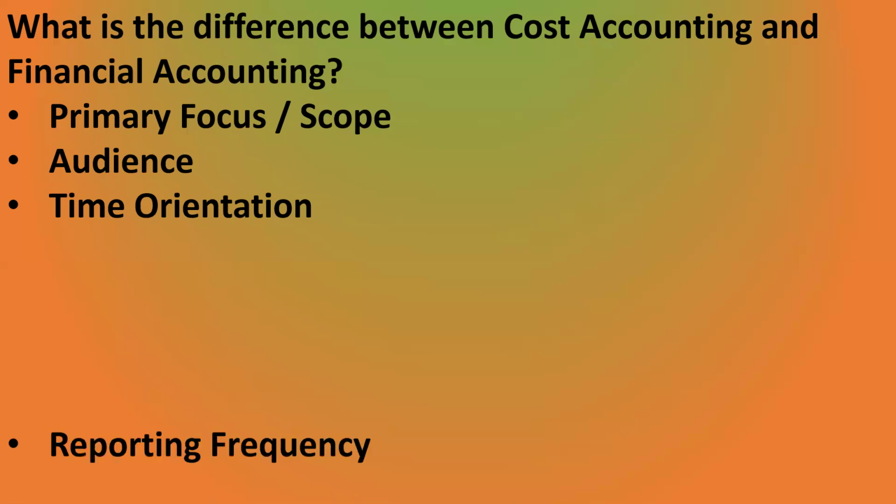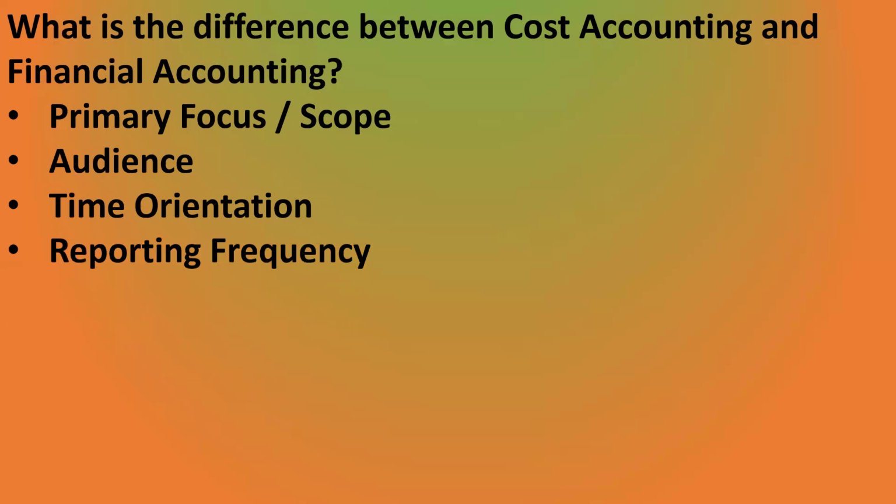The next difference is reporting frequency. Cost accounting reports can be generated as frequently as required or needed. That is, the reports may be on a daily basis, maybe on a weekly basis, monthly, quarterly, or yearly. Whereas in the case of financial accounting, reports are usually generated periodically, quarterly, and most likely annually or yearly.